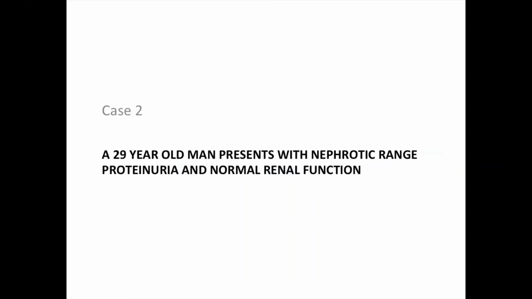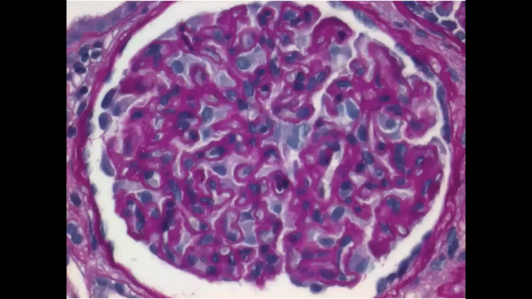Case 2. This is a 29-year-old man who presented with nephrotic range proteinuria and normal renal function. Again, a young person with normal renal function and nephrotic range proteinuria. The reason they did the biopsy was to find out why this person has proteinuria. And this is our glomerulus, this is PAS. Let's open the chat box. What do you guys see?